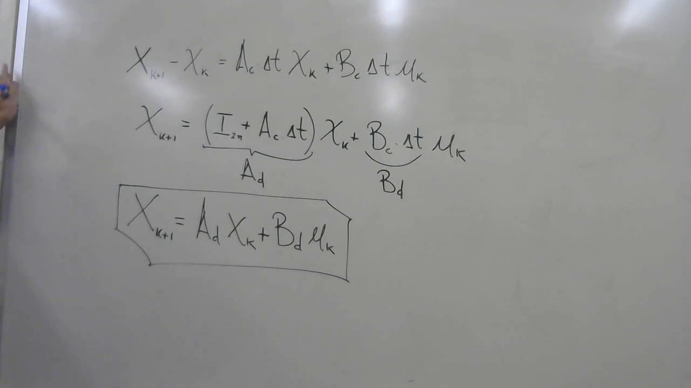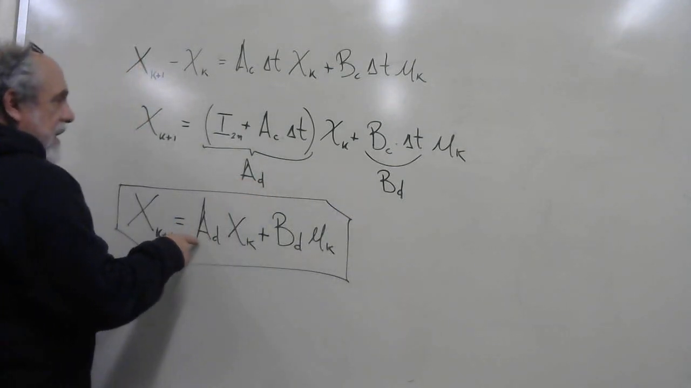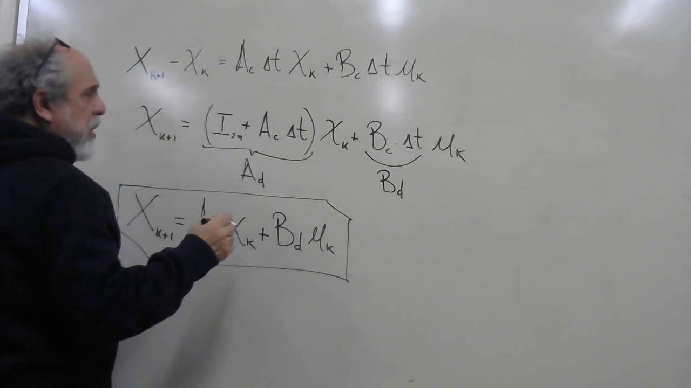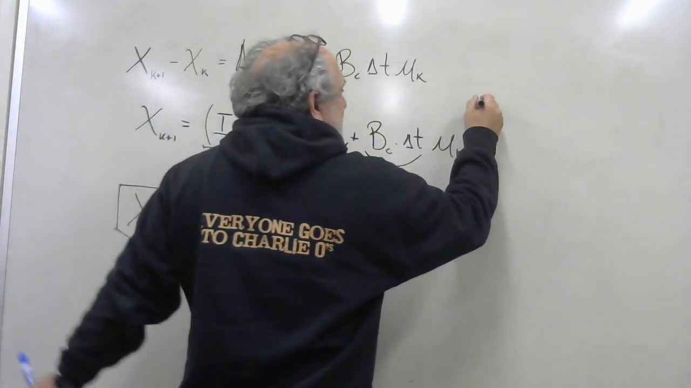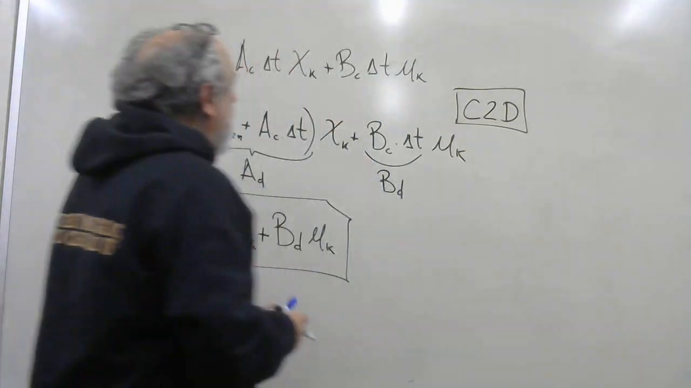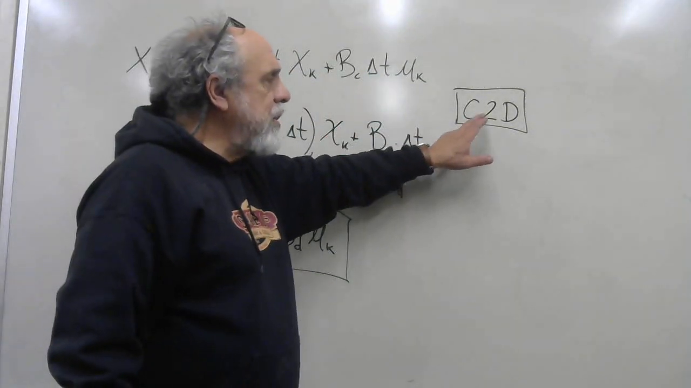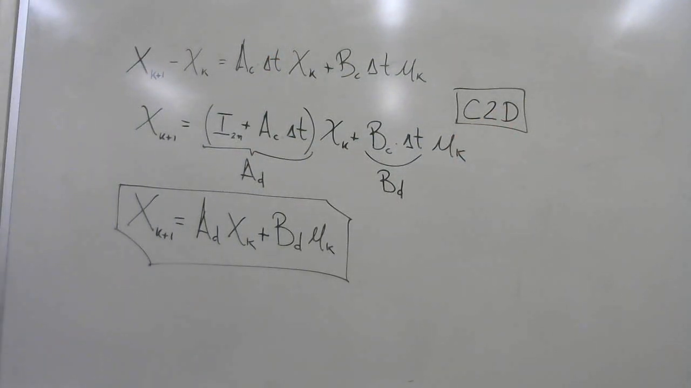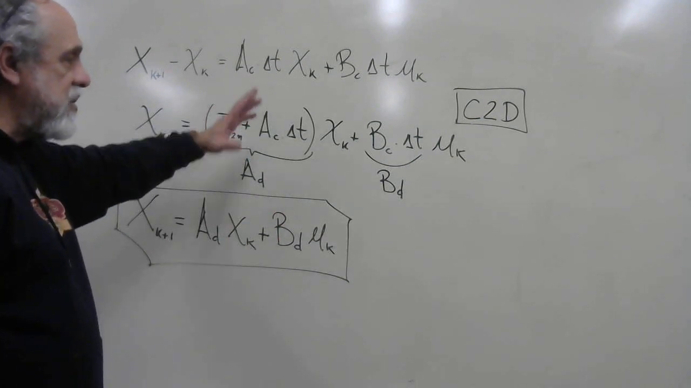So this is just a recurrence, which is simple algebra, and you can just crank through it, right? Now, these formulas for AD and BD, the process of going from the continuous model to the discrete model is called continuous to discrete, or C to D, and in MATLAB there is a command called c2d that actually gives you A discrete and B discrete and so on, right?